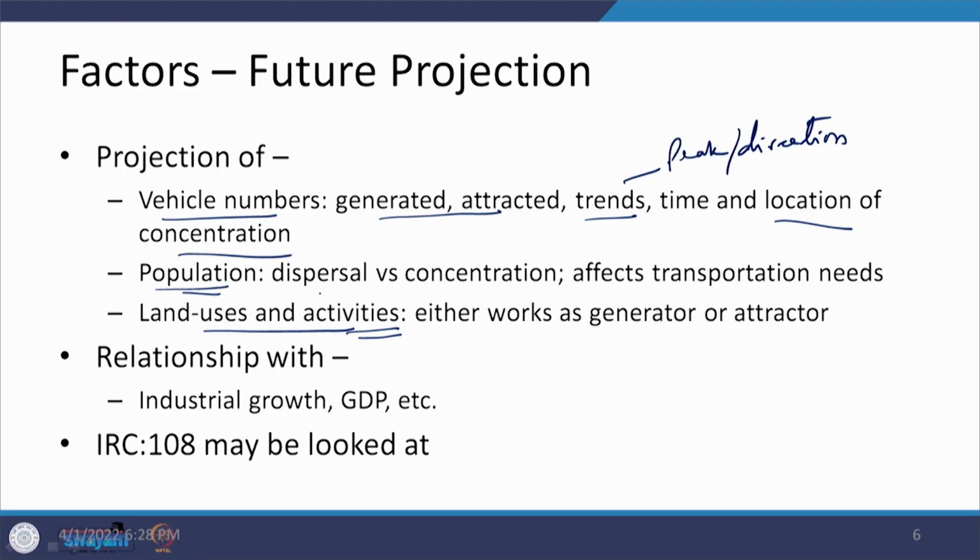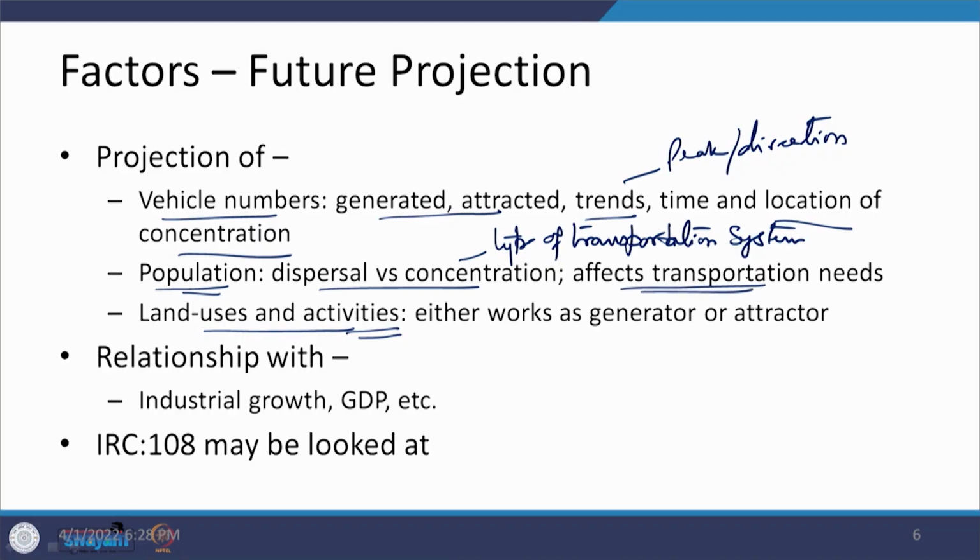When you look at the population, the dispersal versus concentration is probably going to define the type of transportation facility or the system which can be provided in those particular areas. If you have more concentration, a highly densely populated area, then probably public transport is going to be a very good thing. And providing dedicated facilities for public transport is what, as a traffic planner or engineer, you should look at, and that will be helpful to the population in that area.